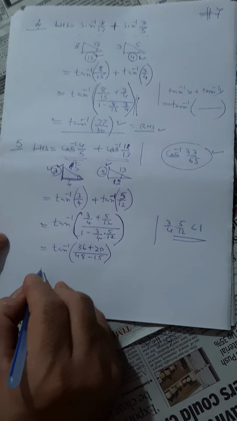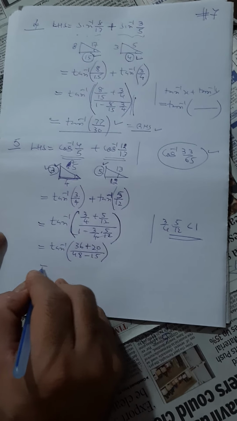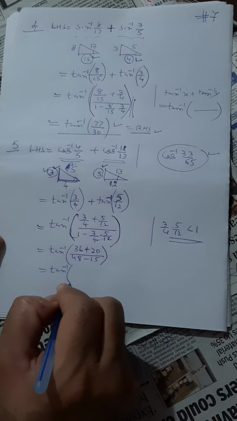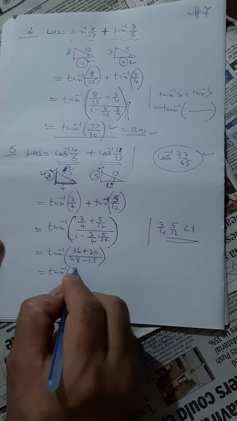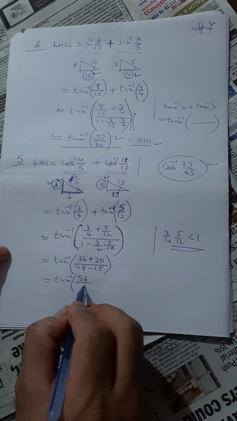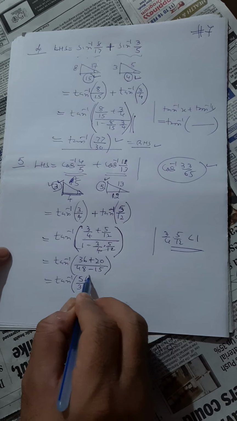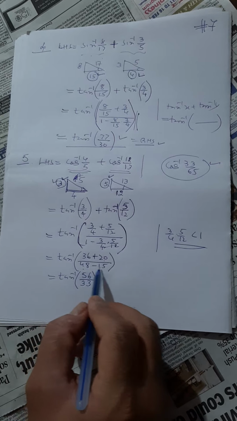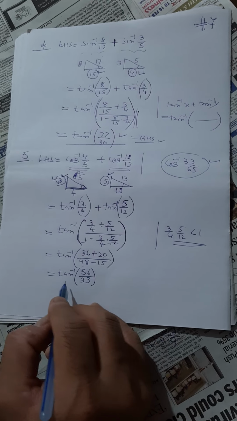So this equals tan inverse, and you will get 56 upon 33.